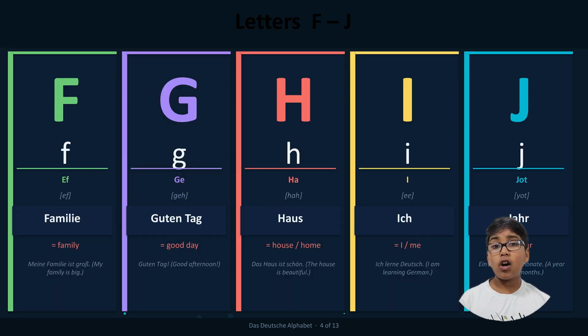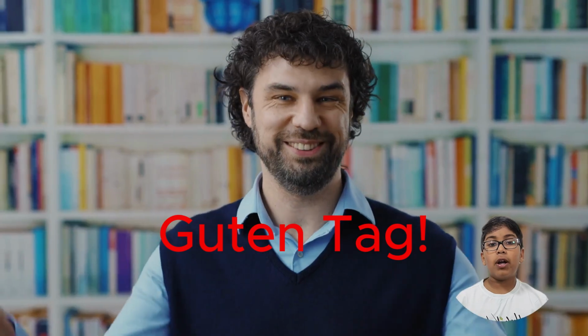How big is your family? Drop it in the comments. G, pronounced like the English letter G, easy. But the example word is one of the most famous German phrases of all time. Guten Tag. Say it with me. Guten Tag. Guten Tag means good day. Germans say this in the afternoon as a greeting. Guten Tag. Say it one more time.